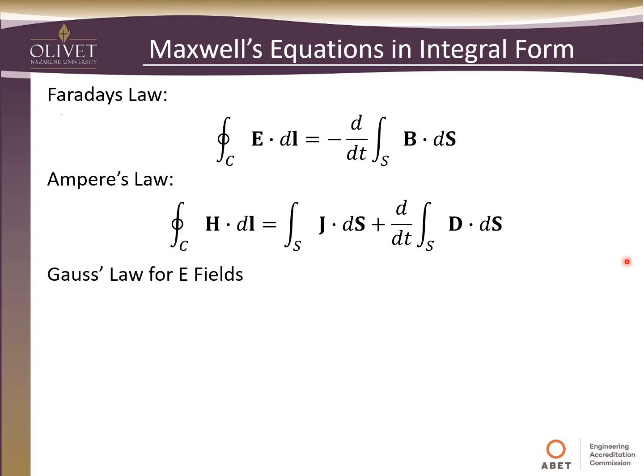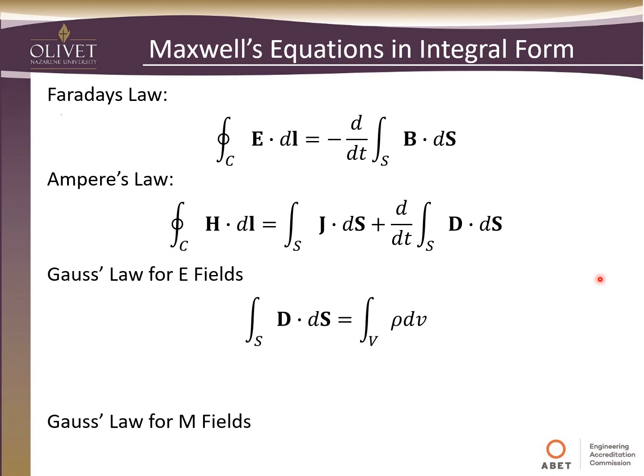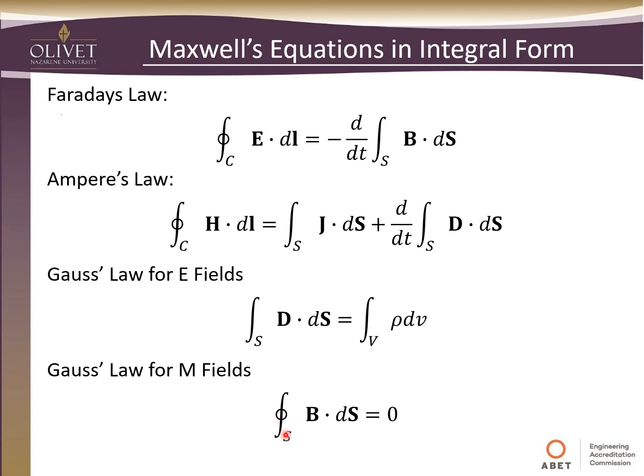Gauss's law for E fields tells us that the displacement vector field integrated over a closed surface should equal the total charge contained in the volume created by that surface. And then Gauss's law for magnetic fields tells us that if we integrate all of the magnetic flux density over a closed surface that encloses some volume, that should always equal zero.